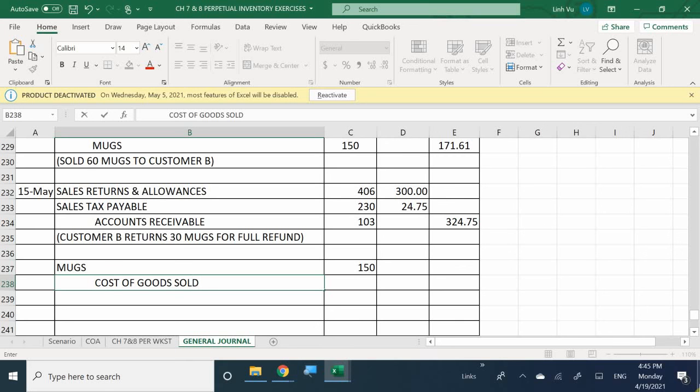Okay. So that's because we didn't sell those items anymore, right? The customer ended up returning the items back to us. So therefore, because they are returning it back to us, we need to undo what we calculated as our cost of goods sold, and we also need to put the items back into our inventory.